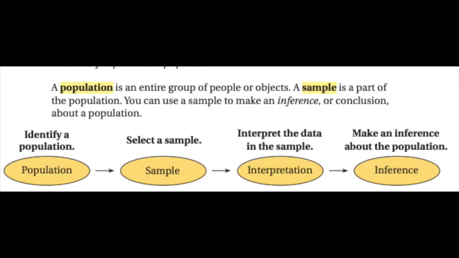So, we're looking at two words here, population and sample. A population is an entire group of people or objects. A sample is just part of that population. All right? We use a sample to interpret the information from that sample and then make an inference based on whatever that information is. A lot of times that inference is about the entire population. We try to draw conclusions.